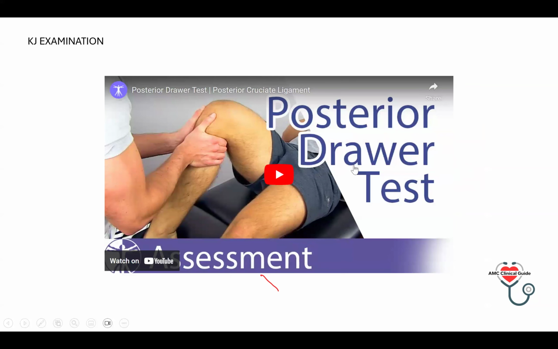So the next test is the posterior drawer test. This is for the posterior cruciate ligament, and it is quite similar. Ask the patient to keep the knee bent at 90 degrees, and then you hold the knee in the same way, and this time you push backwards, away from you, to check whether there is any pain or laxity suggestive of a posterior cruciate ligament injury.